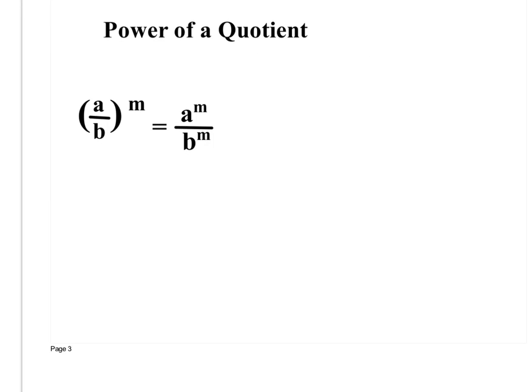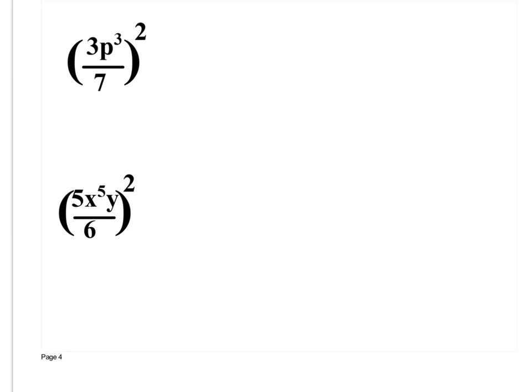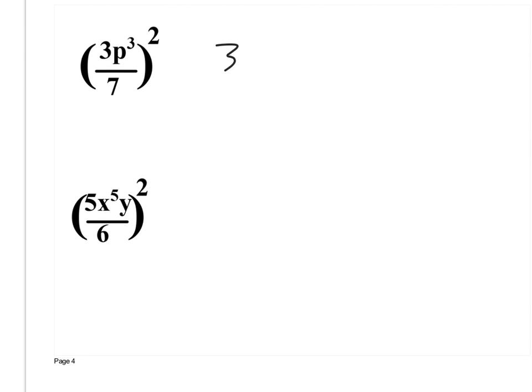All right, write this down. Here we call this the power of a quotient. If you're raising a quotient, a division problem, to a power, all this does is raise everything on the inside to that power. It's just like when we were raising a power of a product, we just raised everything to that power. Here we do the exact same thing. A is being raised to the power, B is being raised to the power.